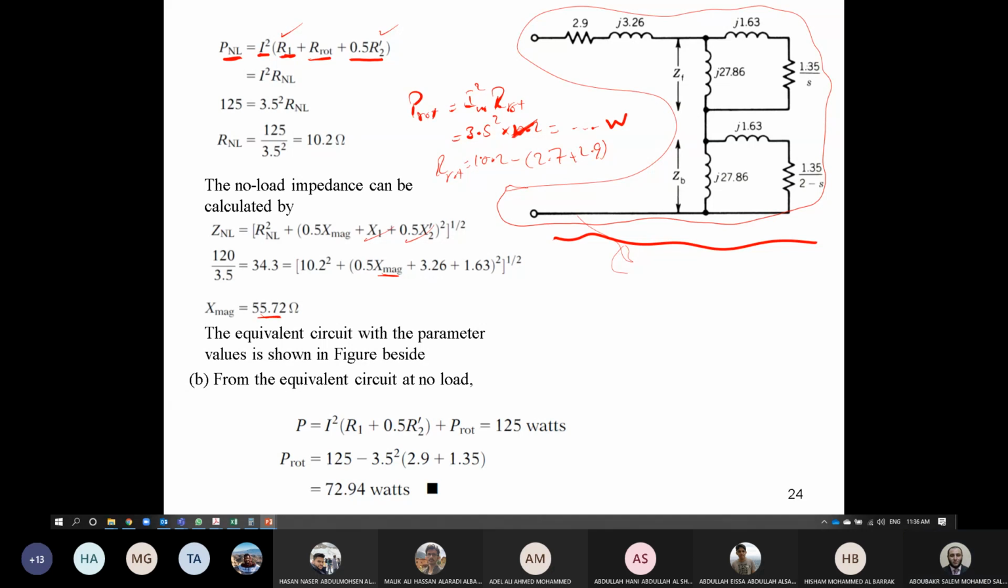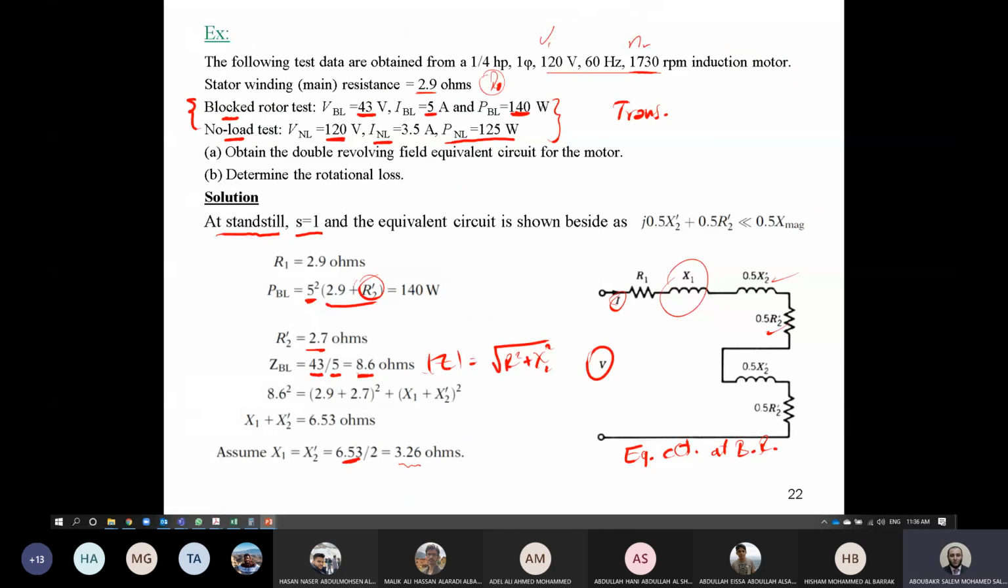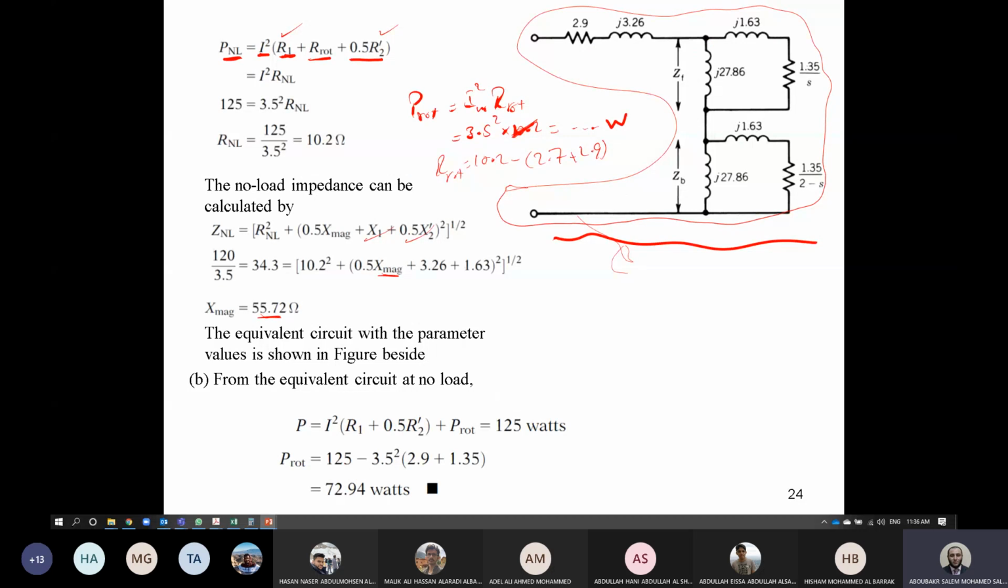Okay, guys, after obtaining the parameters, it's required here to determine the rotational loss. Already we obtained the rotational loss as we discussed. So rotational loss, and this is the relation, and it's already calculated here again. So P rotational equals, you can obtain it as no load losses minus I square multiplied by R1 plus R2 prime. Is it right, guys? Here 0.5 R2 prime, I think. You get it from here.